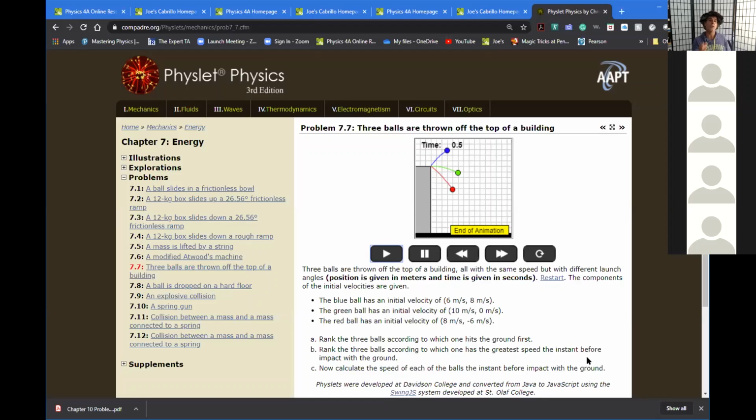Oh, so you could do that. But what you're going to find is that you would have to do it 3 different times because each one of these is a completely different scenario in terms of projectile motion, right? They all have different launch angles. But when I'm using conservation of energy, it doesn't matter what angle it's launched at.